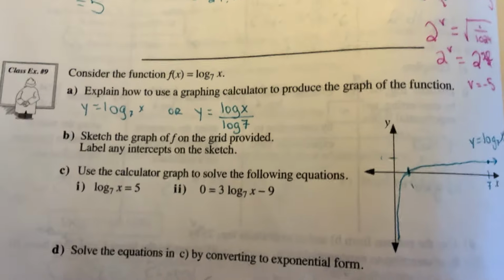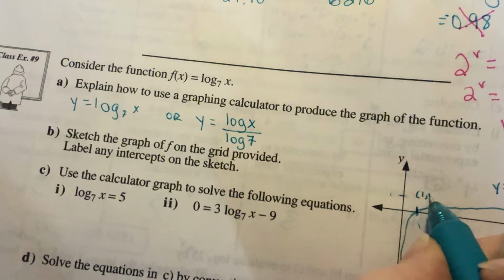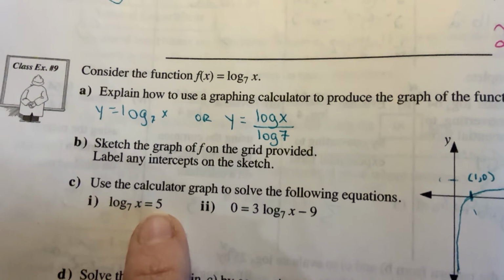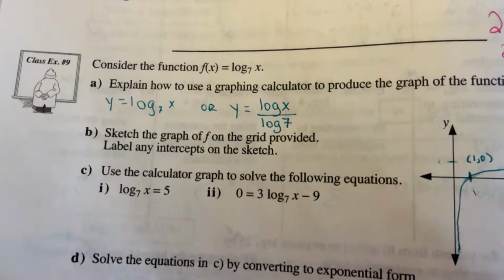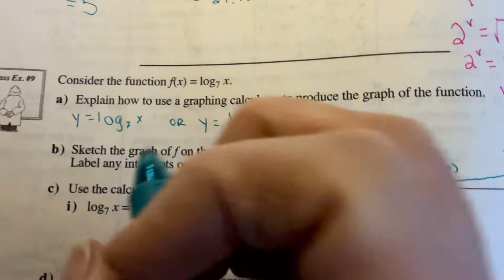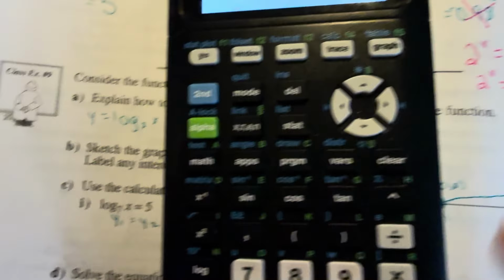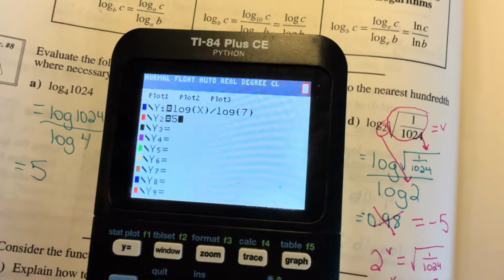Okay, and then label any intercepts. So here is 1 and 0, my intercept. So I think I've done everything. Use the calculator graph to solve the following. Okay, so if it's equal to 5, well this is y1 is equal to y2. Okay, so I would need to plug into here. So go back to that, and I would put a 5.